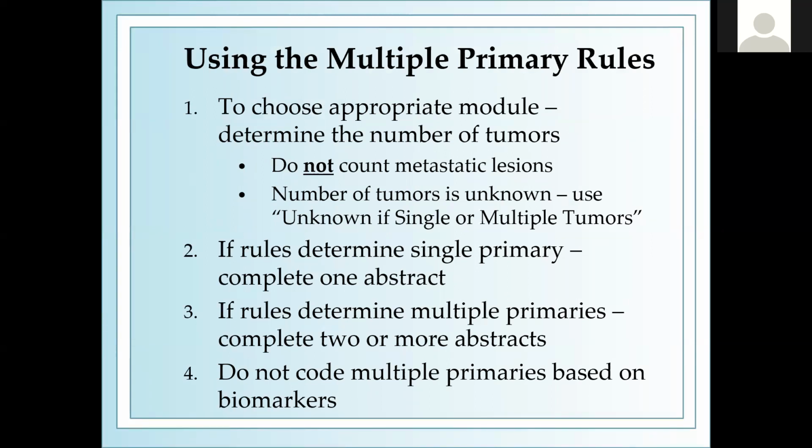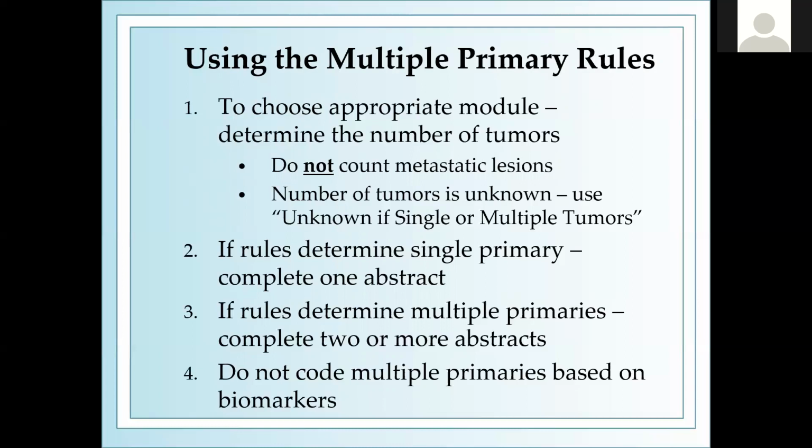The second portion of the module is the multiple primary rules. Now, how do we use the multiple primary rules? First, we have to choose the appropriate section, and we do this by counting the number of tumors. Remember, this is the number of tumors in the primary site. Do not count metastatic lesions.